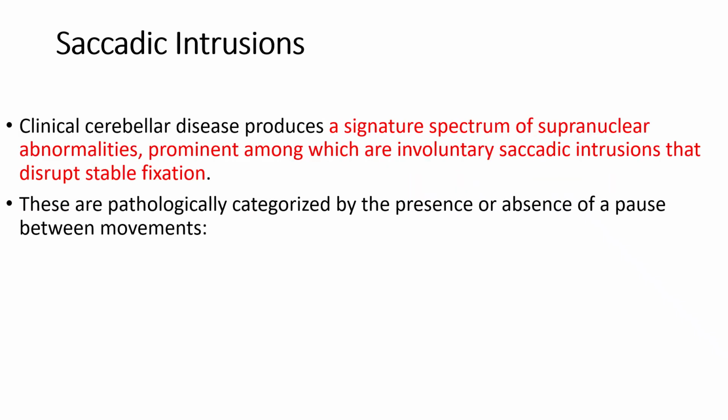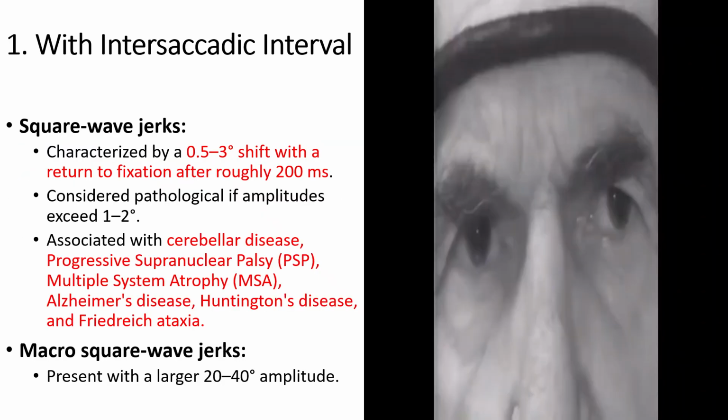Saccadic intrusions. Clinically, cerebellar disease produces a signature spectrum of supranuclear abnormalities, prominent among which are involuntary saccadic intrusions that disrupt stable fixation. These are pathologically categorized by the presence or absence of pause between the movements. First one, the one with the pause, that is, with intersaccadic interval.